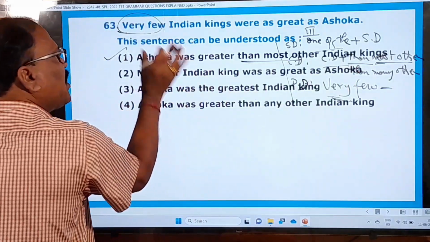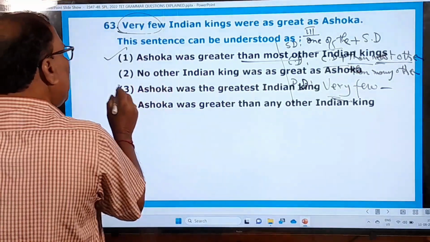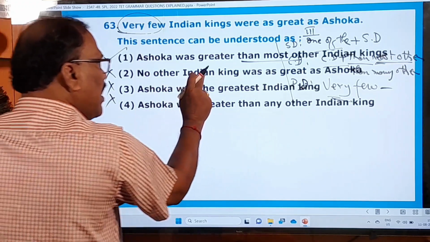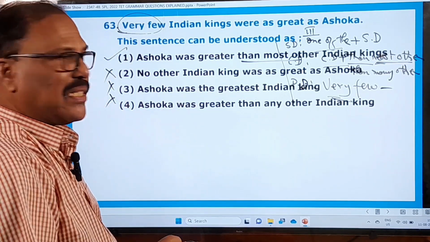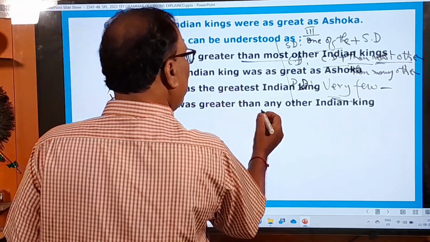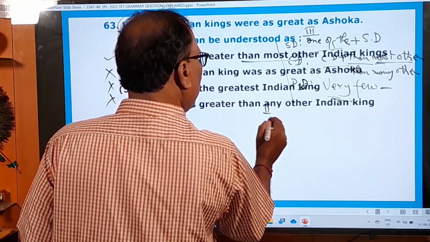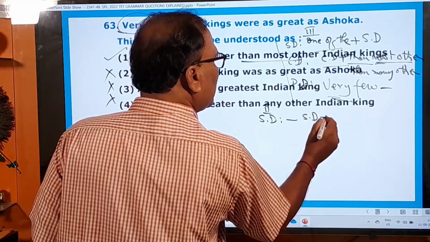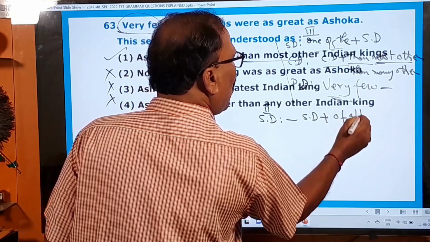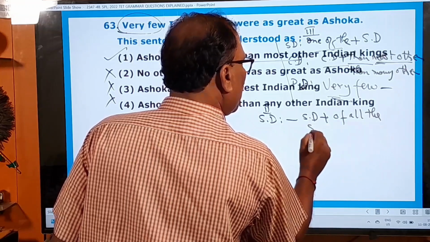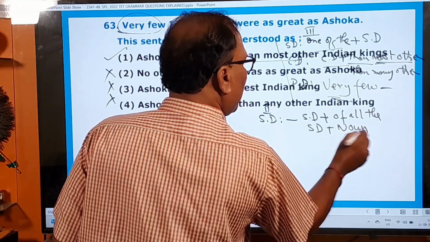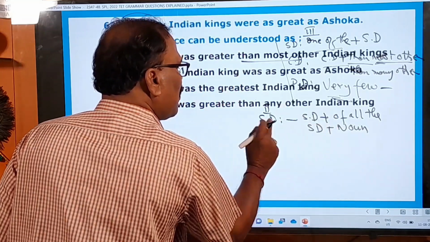Right. The very first one is the right one. And all other sentences, second one, third one, fourth one are wrong. It is because these sentences belong to the second method. What are the features of the second method? Second method features are there in the superlative degree. Superlative degree: adjective, place of all, or superlative degree, place noun. These are the two features of the superlative.